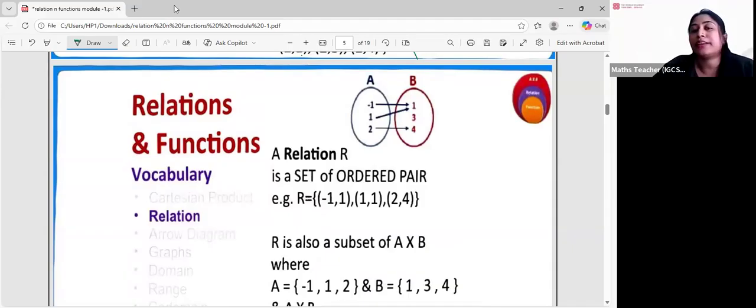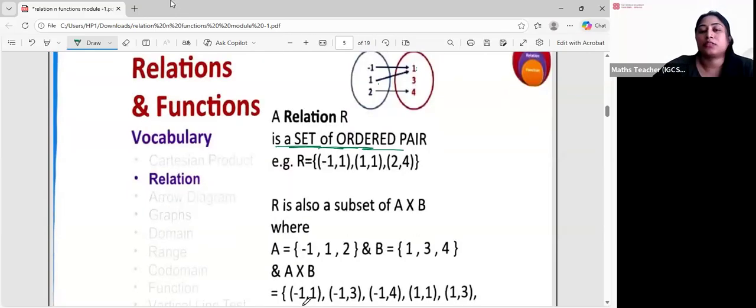So see, minus 1 is related to 1. Again, plus 1 also related to 1. 2 is related to 4. So we can tell it is a set of ordered pairs. So relation is nothing but a set of ordered pairs. So again we can tell relation is a subset of Cartesian product. Okay. So see, R is a subset of A cross B because these are already present in the A cross B, correct?